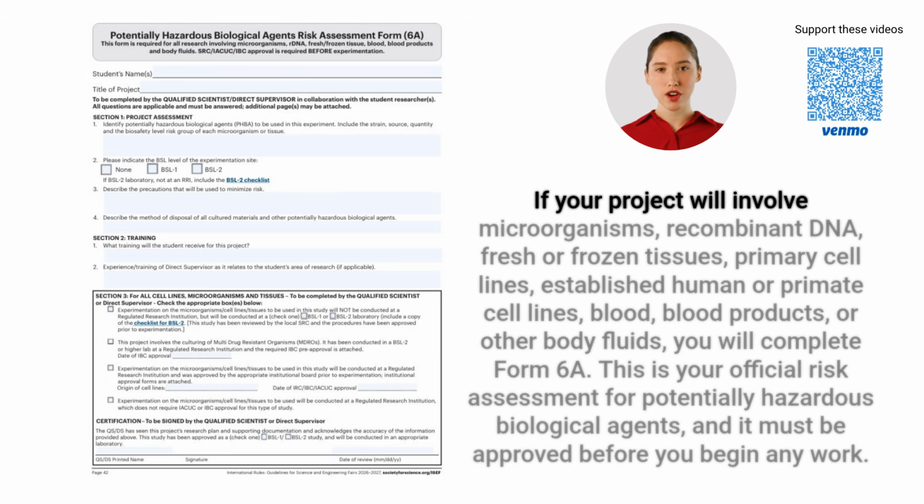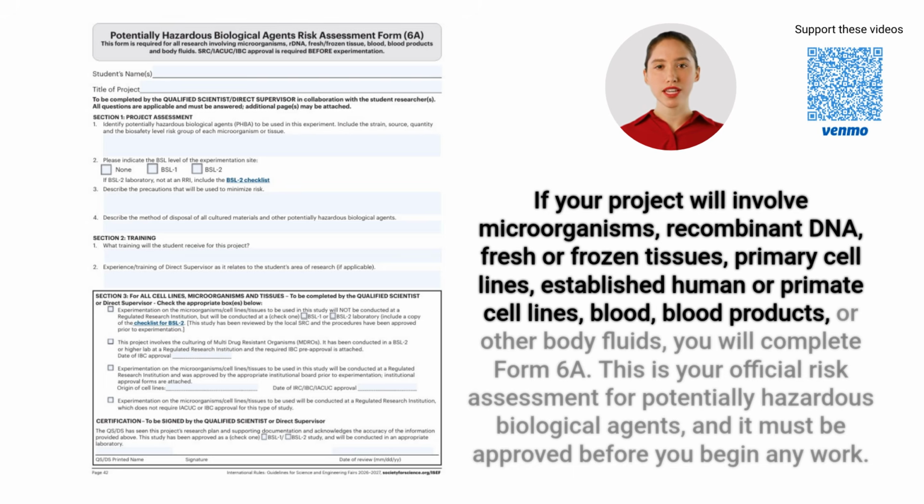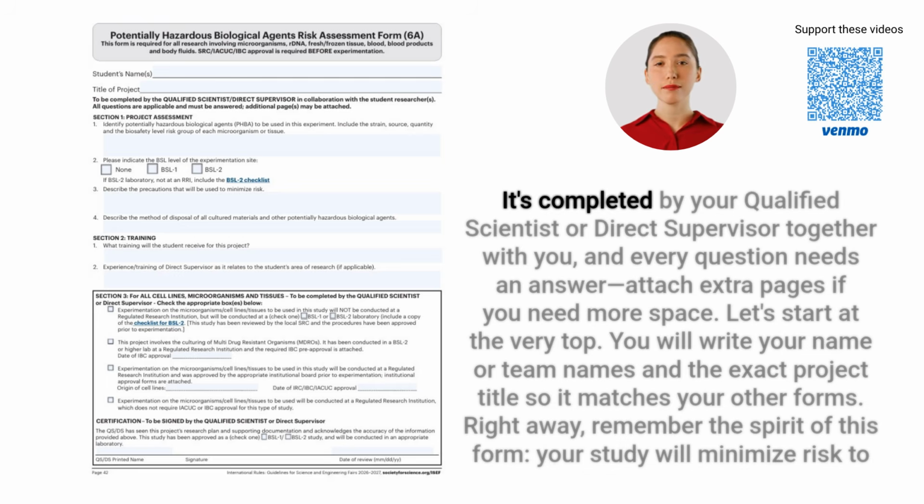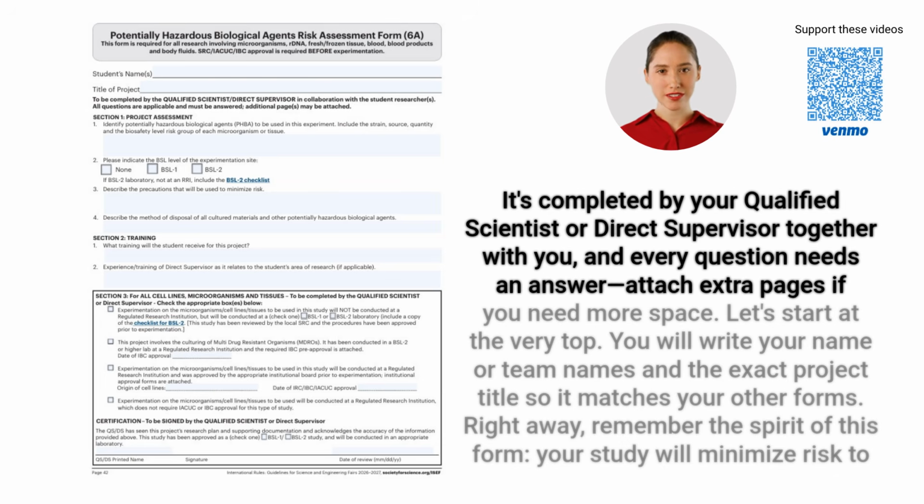If your project will involve microorganisms, recombinant DNA, fresh or frozen tissues, primary cell lines, established human or primate cell lines, blood products, or other body fluids, you will complete Form 6A. This is your official risk assessment for potentially hazardous biological agents, and it must be approved before you begin any work. It's completed by your qualified scientist or direct supervisor together with you, and every question needs an answer. Attach extra pages if you need more space.